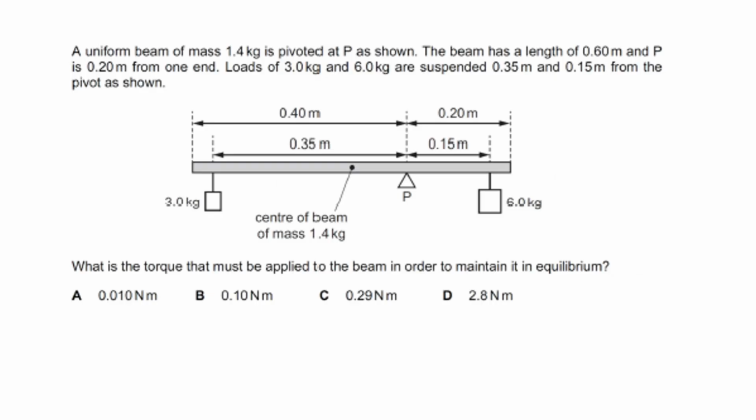A uniform beam of mass 1.4 kg is pivoted at P as shown. The beam has a length of 0.6 meters and P is 0.2 from the end. Loads of 3.0 and 6.0 are suspended at some lengths away from the pivot. What is the torque that must be applied to the beam in order to maintain it in equilibrium?